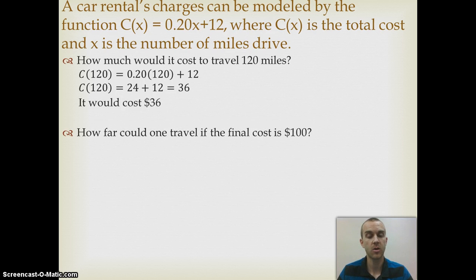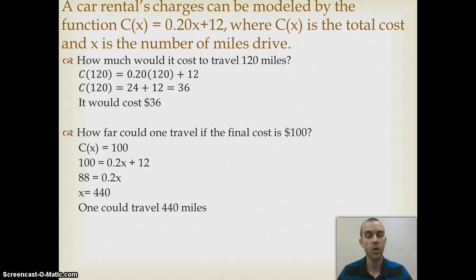Now, how far could I go with $100 being the final cost? Well, that means I'm looking at the cost at some certain mileage being $100. So this time I'd have 100 equals 2/10 x plus 12. Subtract the 12, divide by 2/10, and you get that you could go about 440 miles for $100.